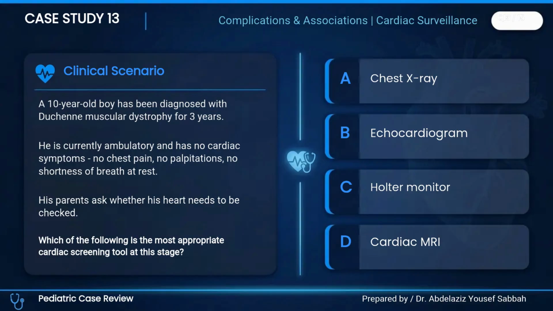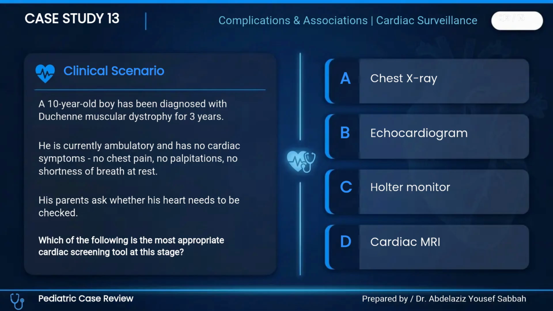Case Study 13. A 10-year-old boy has been diagnosed with Duchenne muscular dystrophy for 3 years. He is currently ambulatory and has no cardiac symptoms, no chest pain, no palpitations, and no shortness of breath at rest. His parents ask whether his heart needs to be checked. Which of the following is the most appropriate cardiac screening tool at this stage?